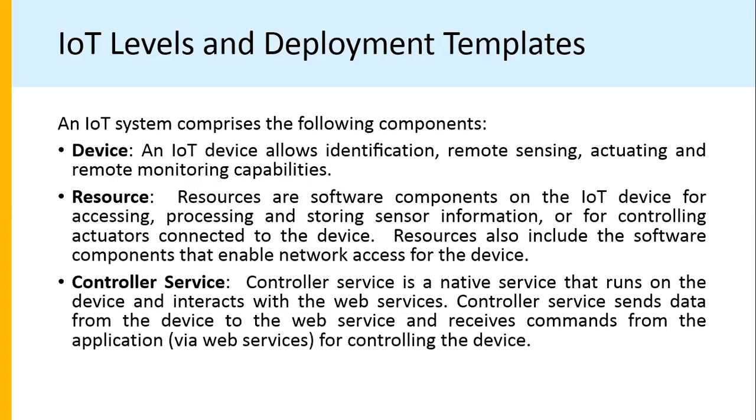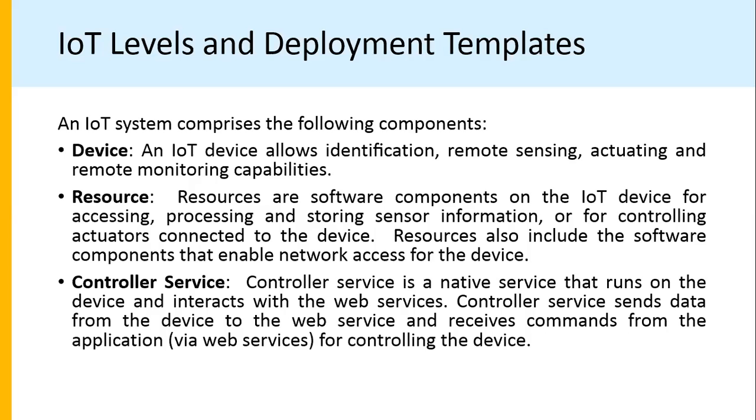So first is the device. An IoT device allows identification. The device which is a component or part of this IoT system will have a unique identification, so it allows the device to be identified in the network. Remote sensing: for the devices which are connected, we require some sensors. Each sensor we can identify, and those devices do the remote sensing process.